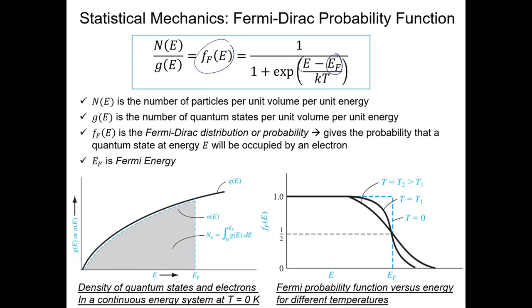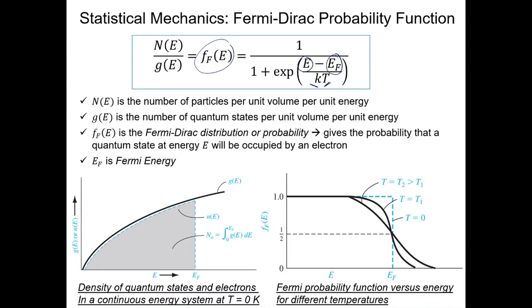E is the energy that we were talking about, which is progressing from 0 to some higher number. T is the temperature, K is the Boltzmann constant. So the Fermi-Dirac probability function, or the distribution function, gives us the probability that a quantum state at energy E will be occupied by an electron.